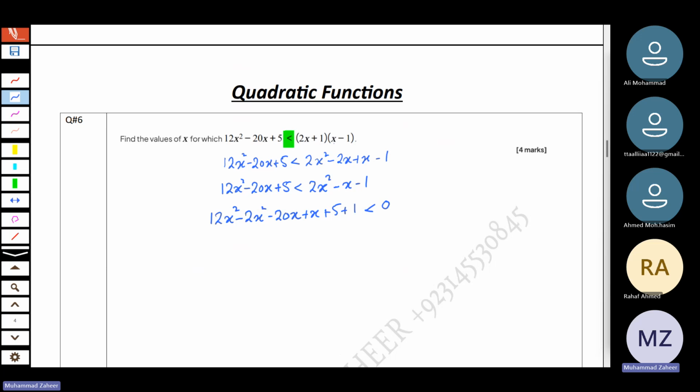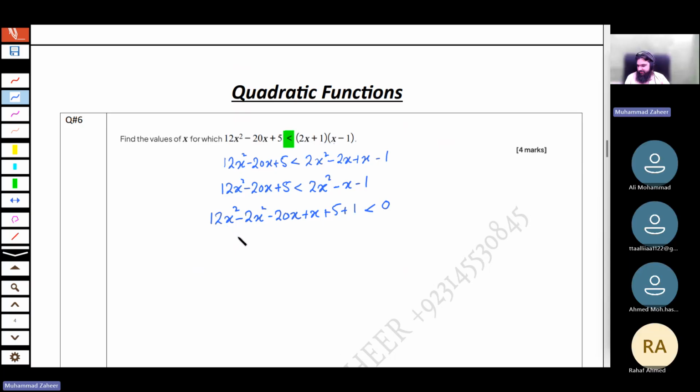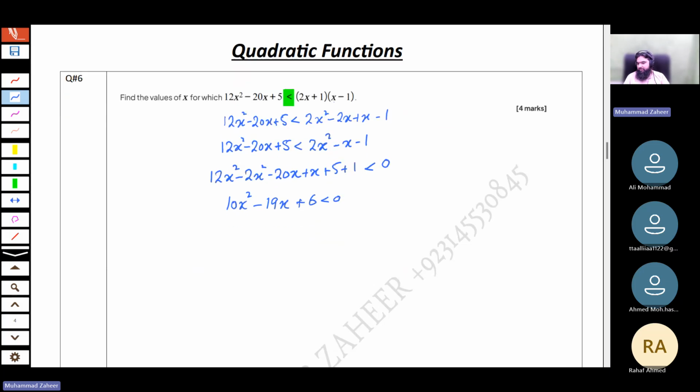Does anyone have a question till here? Right. Do the simplification. It is 12 minus 2, it will be 10x². 20 plus 1, it will be minus 19x. It will be plus 6 is less than 0. Now look here, we get the quadratic inequality, right?